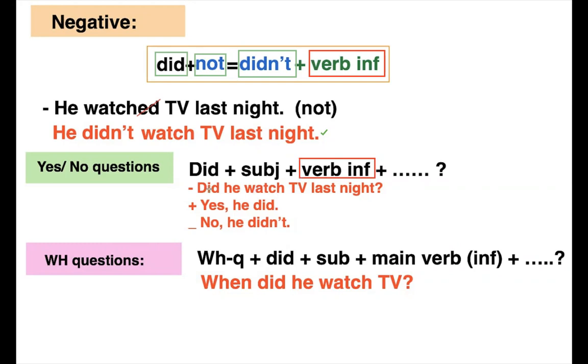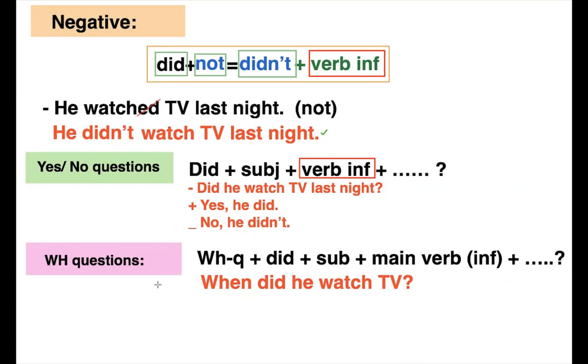So let's make a yes or no question about the same sentence. He watched TV last night. We'll start with did. The subject is he, did he, and the verb infinitive. So we remove the ed from the verb and we'll say, did he watch TV last night? If the answer is yes, it will be yes, he did. If the answer is no, it will be no, he didn't. Okay, I think it's easy.